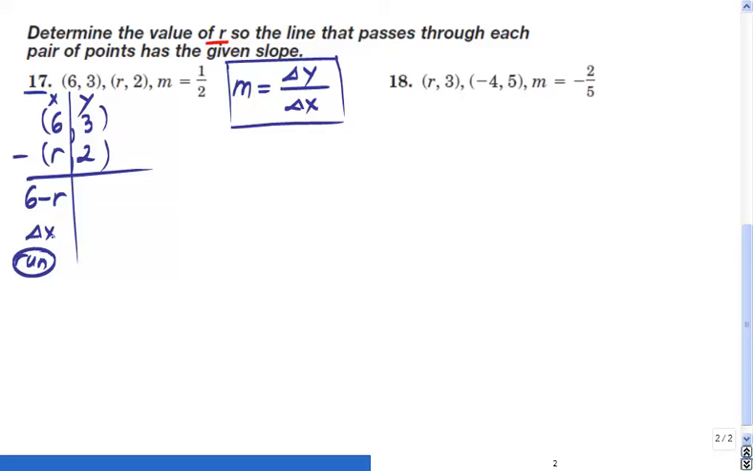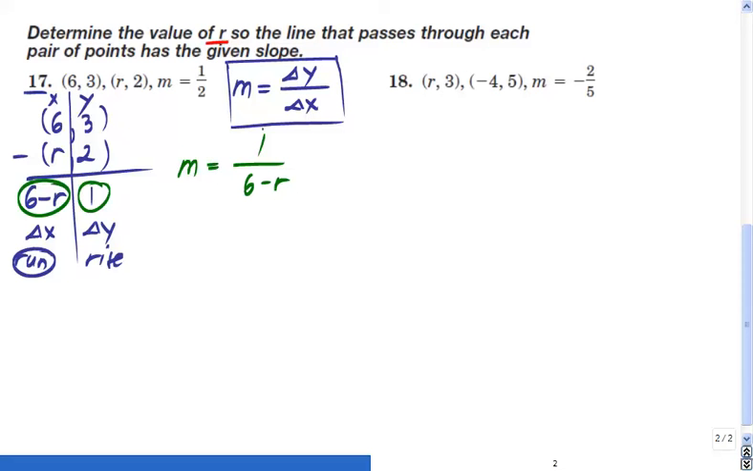6 minus r. I know, looks confusing, but that's what it is. 6 minus r. Subtract your y's. 3 minus 2 is going to be 1. And that's your change in y. Or if you want, your rise. Now, plug them in. I will take them and plug them into my formula here, right? So I have slope equals change in y. Change in y is what? 1 over change in x, which is what? 6 minus r.